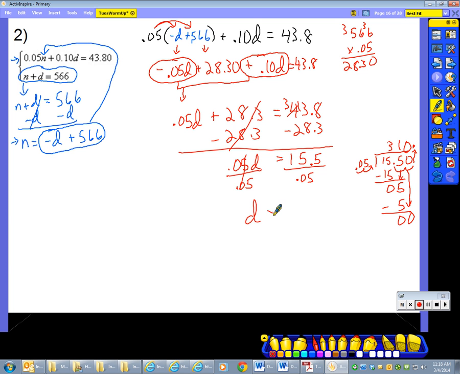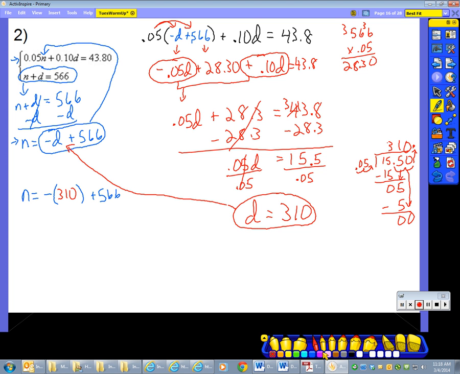So the number of dimes that we have is 310. So now that we know that dimes is 310, you're like, well, how are we going to find out how many nickels there were? Well, all you do is take your dimes, which is 310, and sub it in for D, and you solve to see what N is going to be. So now this equation looks like this, and I'll color code it. N equals a negative, I'm going to do parentheses, plus 566, and in the parentheses I'm going to put 310, so you can see what that looks like.